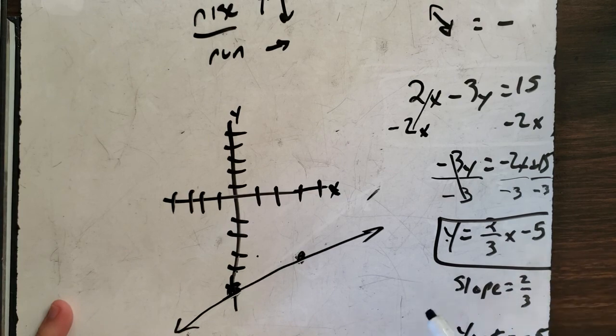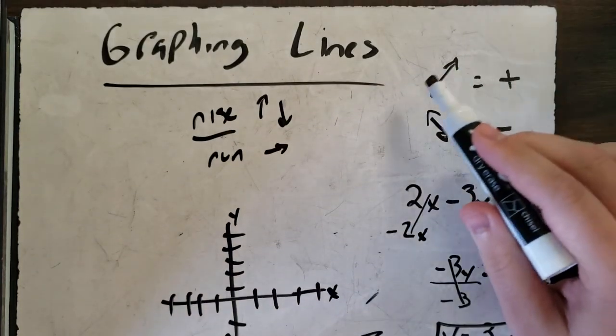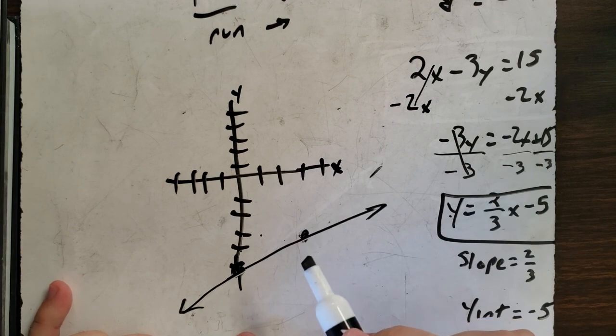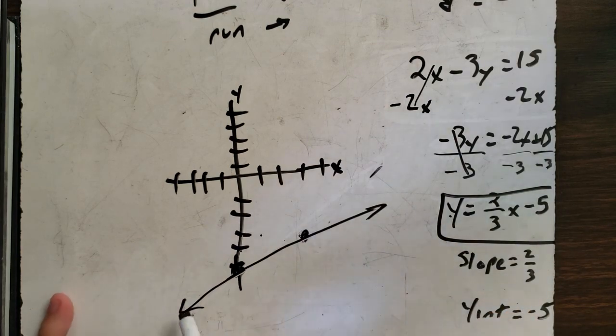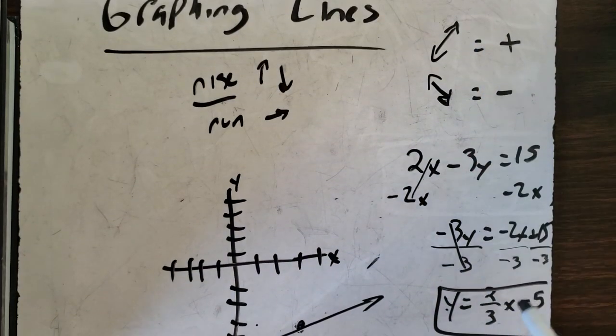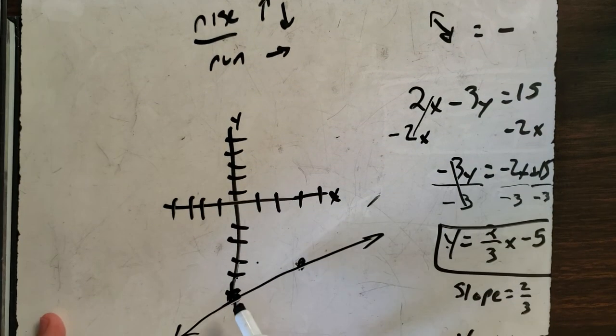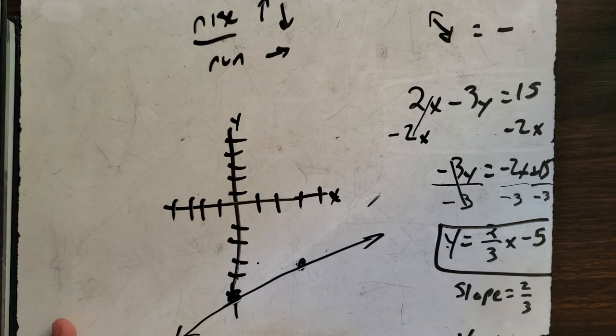Our slope is 2/3. It's a positive slope, which means it should look like this. In some way, it does go up from left to right. They're not as much of a slope, but still up from left to right, so it does look like this. 2/3, up 2/3. Y-intercept is at -5, okay? And that's how we graph our lines.